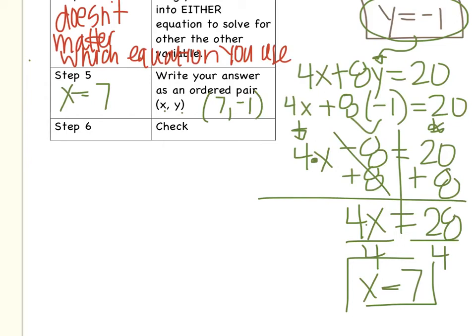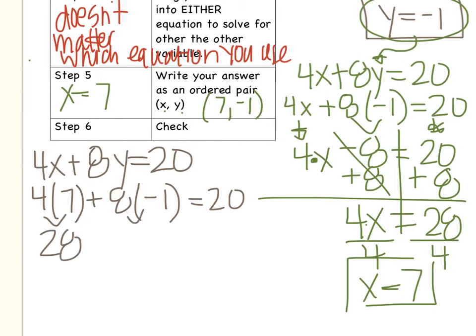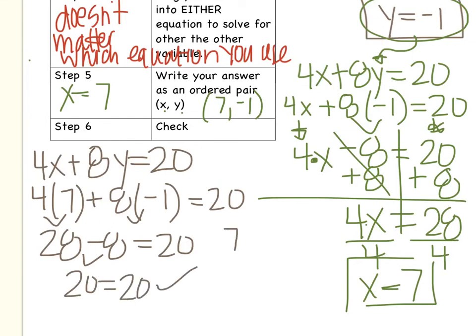So I'm going to rewrite my equation. I'm going to start with the first one. It was 4x plus 8y equals 20. I'm going to plug in 7 for x. So it's 4 times 7 plus 8 times negative 1 equals 20. 4 times 7 gives me 28. 8 times negative 1 gives me negative 8, equals 20. 28 minus 8 gives me 20. And 20 equals 20. So now I know that 7, negative 1 works in this equation.